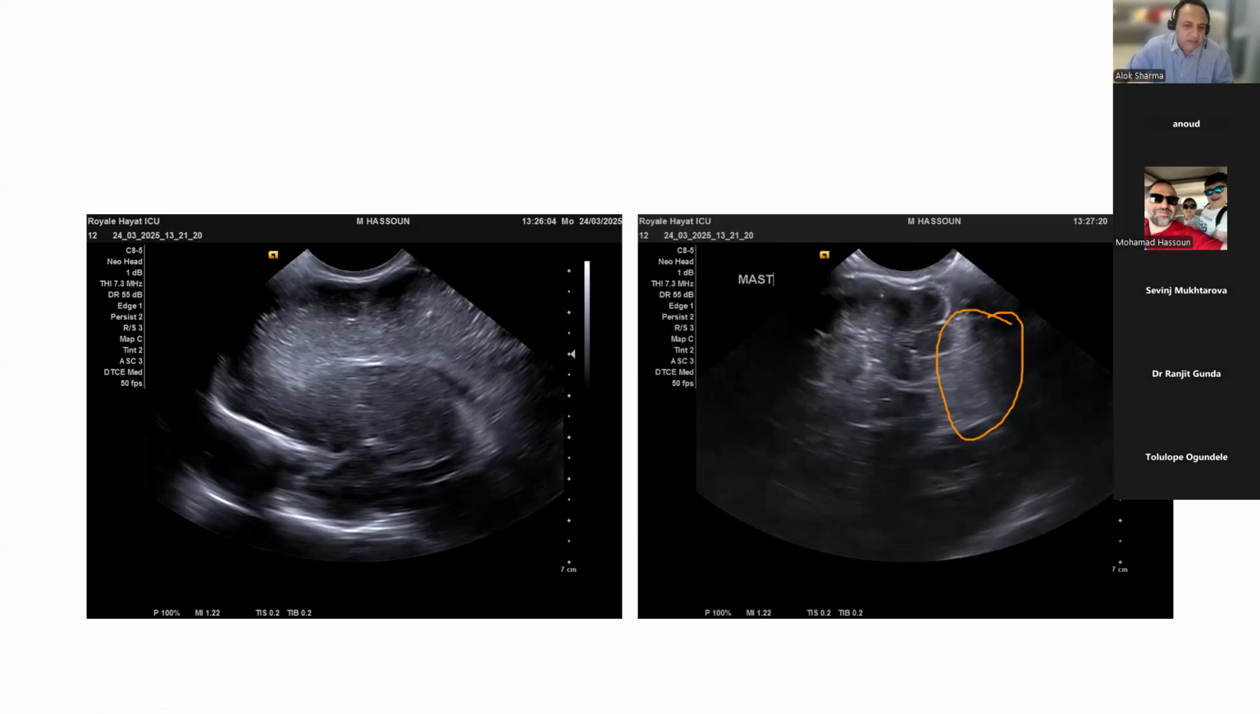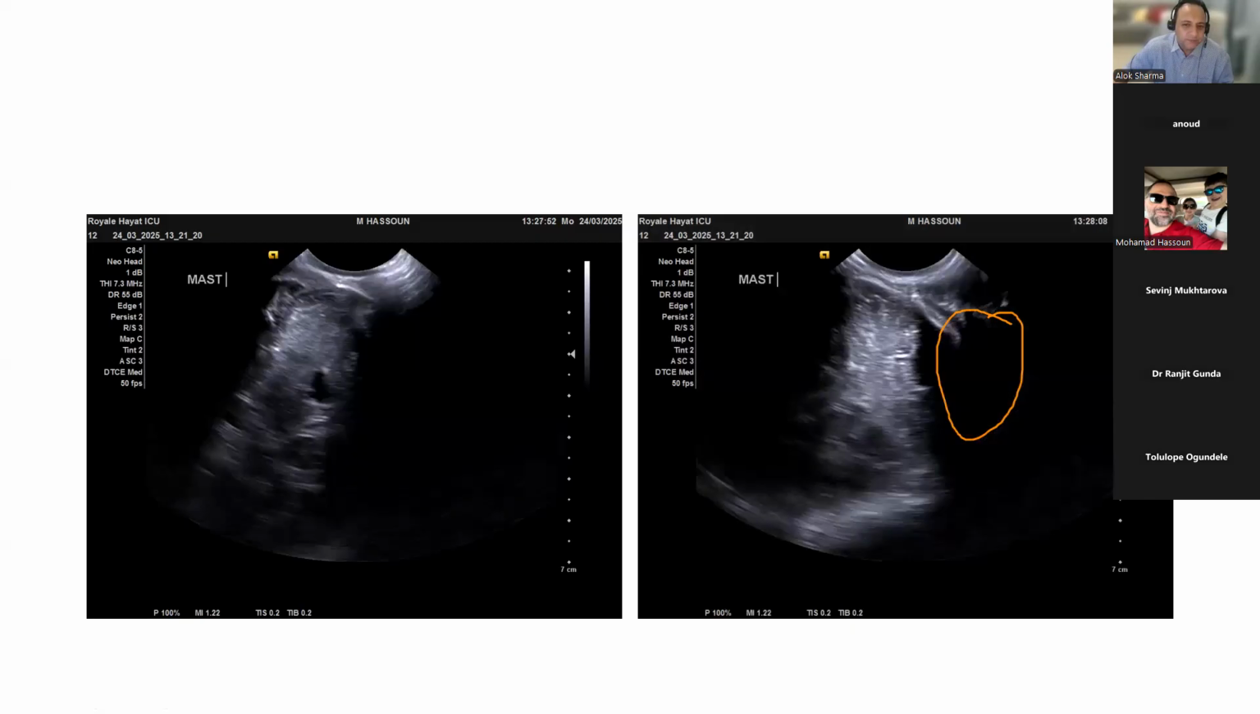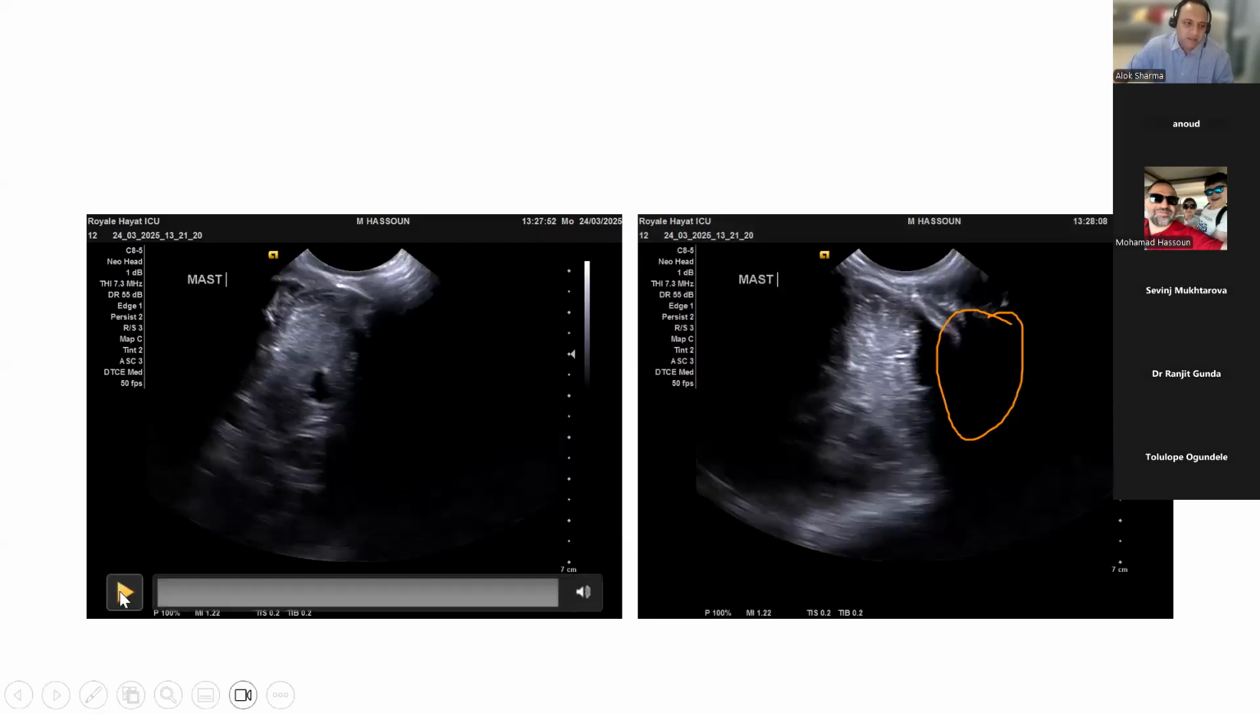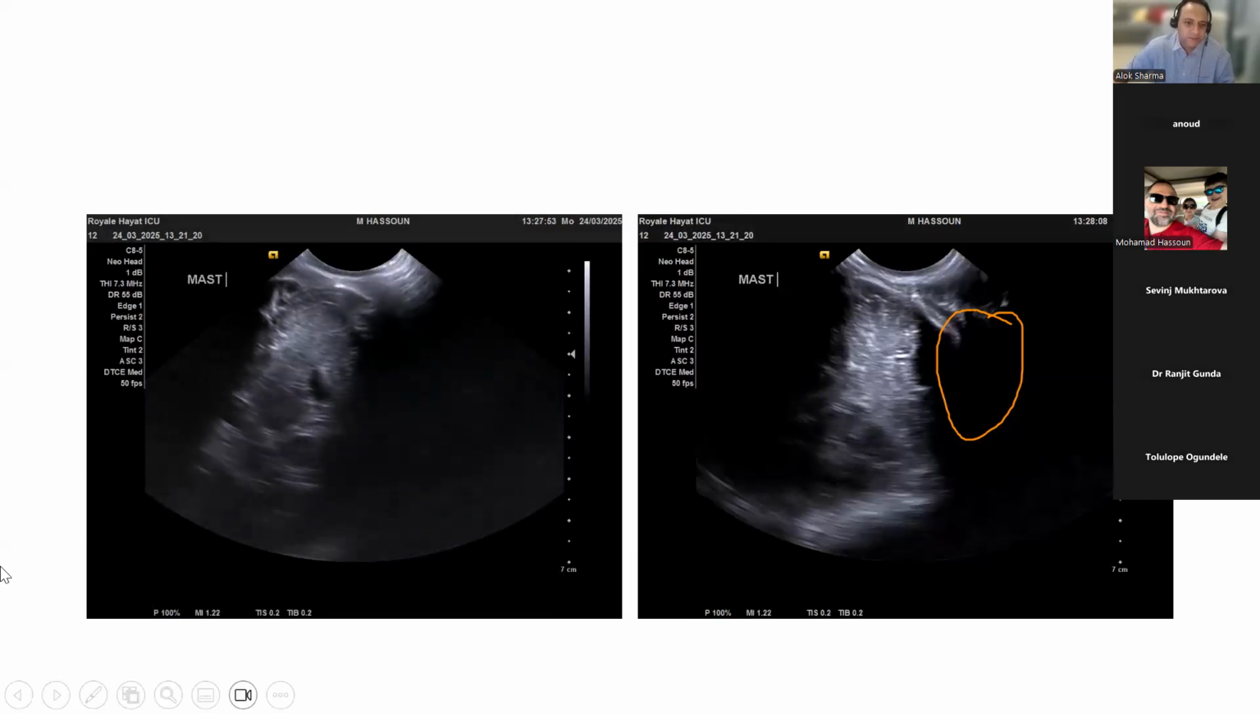And if you just play it again, you can see that. I got another one if you want. Sure, Doctor, sure. Very nice. This is one I cannot interpret. If you can help me.